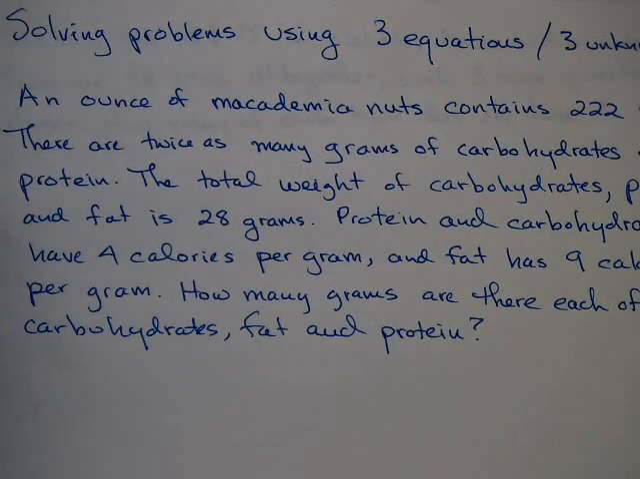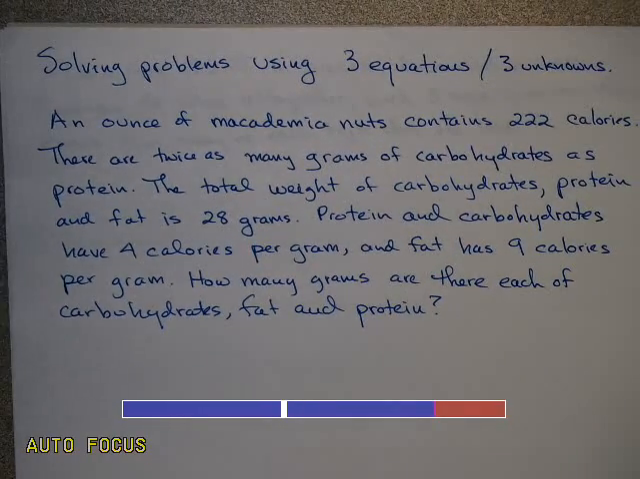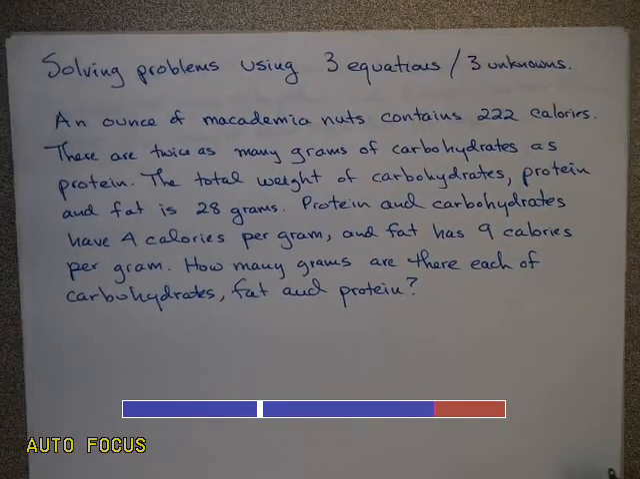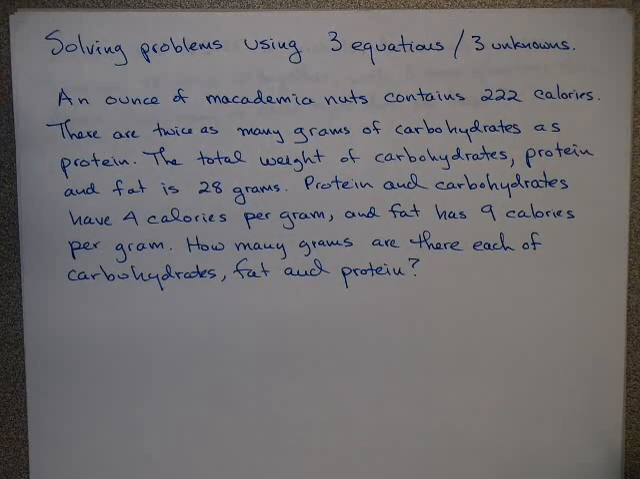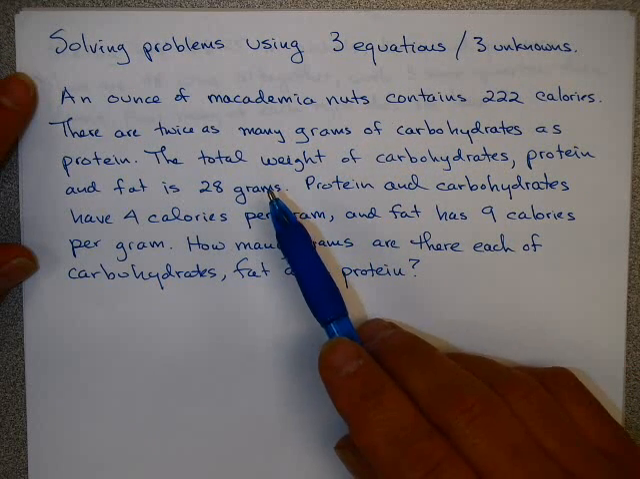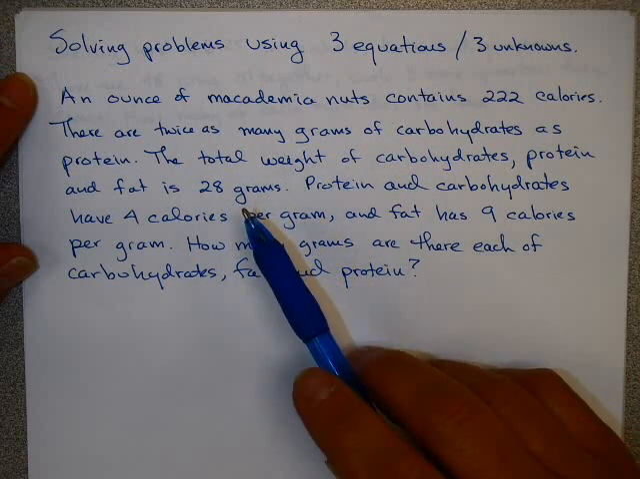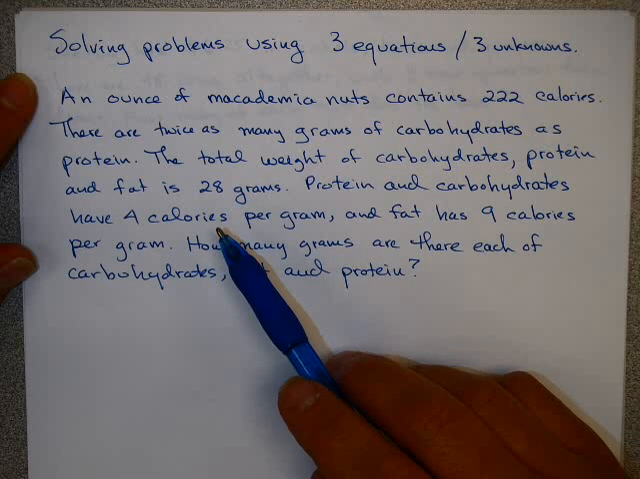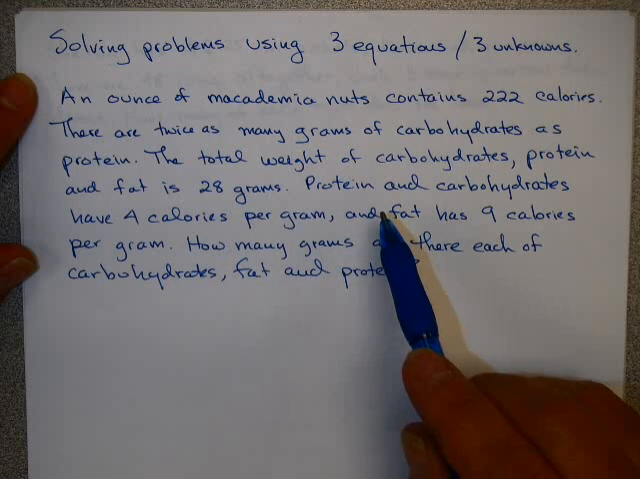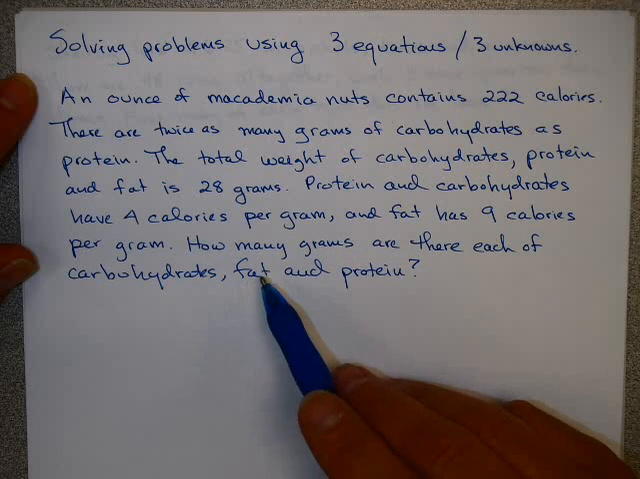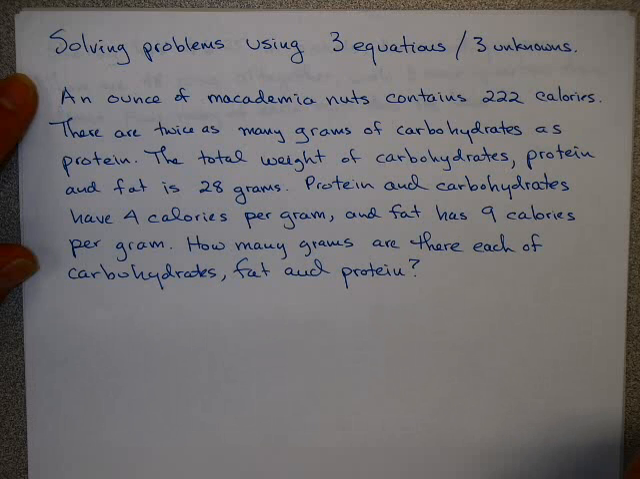So let's talk about solving problems with three equations and three unknowns. Here's an example. An ounce of macadamia nuts contains 222 calories. There are twice as many grams of carbohydrates as protein. The total weight of carbohydrates, protein, and fat in this ounce of macadamia nuts is 28 grams. Protein and carbohydrates have 4 calories per gram. Fat has 9 calories per gram. How many grams are there of each of carbohydrates, fat, and protein?